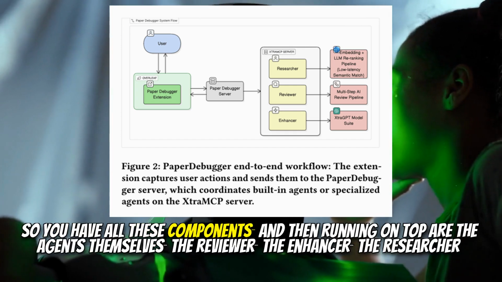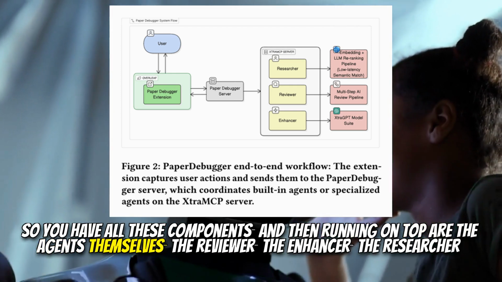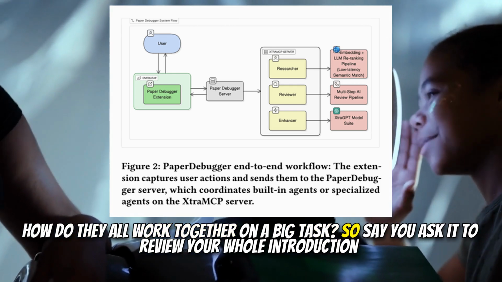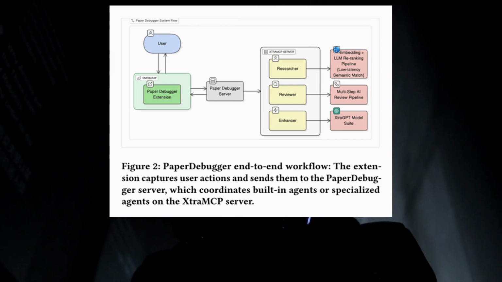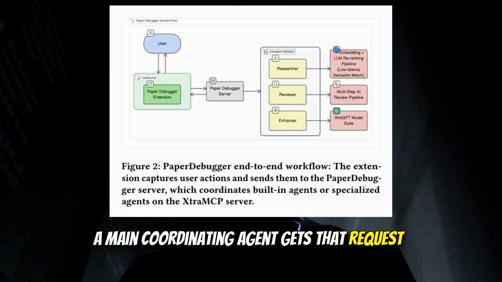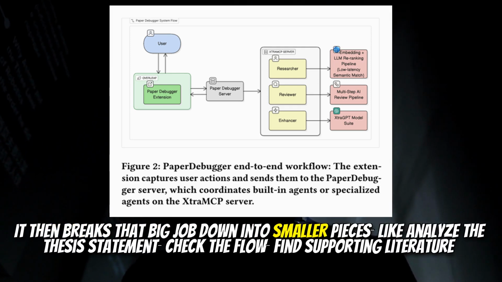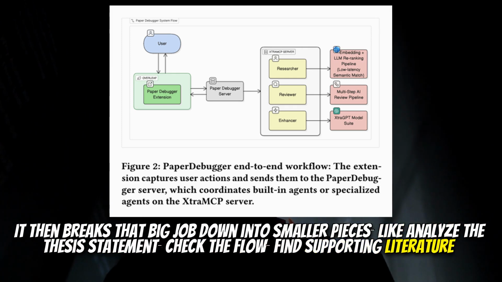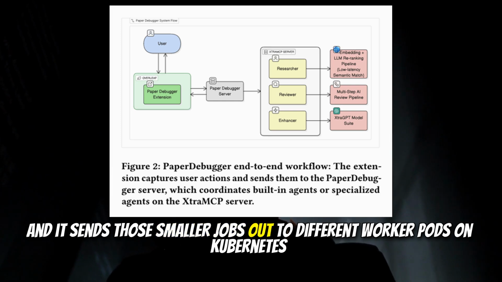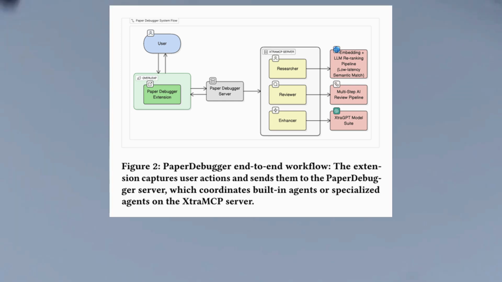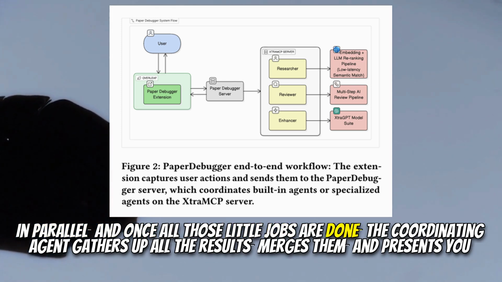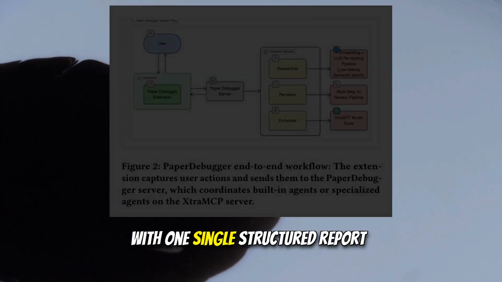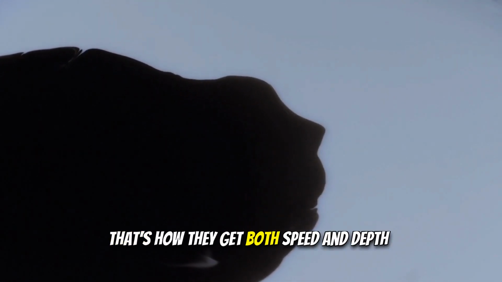So you have all these components, and then running on top are the agents themselves, the reviewer, the enhancer, the researcher. How do they all work together on a big task? So say you ask it to review your whole introduction. A main coordinating agent gets that request. It then breaks that big job down into smaller pieces, like analyze the thesis statement, check the flow, find supporting literature. And it sends those smaller jobs out to different worker pods on Kubernetes. In parallel. And once all those little jobs are done, the coordinating agent gathers up all the results, merges them, and presents you with one single structured report. That's how they get both speed and depth.